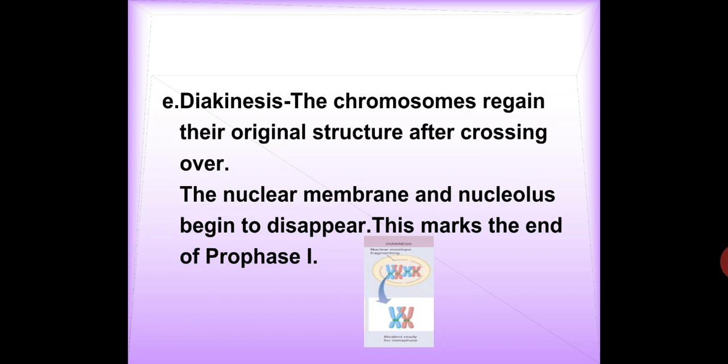Diakinesis: chromosomes regain their original structure after crossing over. Nuclear membrane and nucleolus begin to disappear. This marks the end of prophase 1. Point to remember, nuclear membrane and nucleolus begin to disappear.